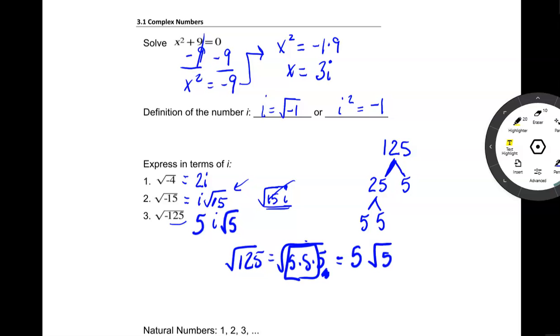Again, I like to put that i in front of the square root, even though I'm not sure in this case whether the book would have or not. Yeah, I think they would have put the i after the square root.